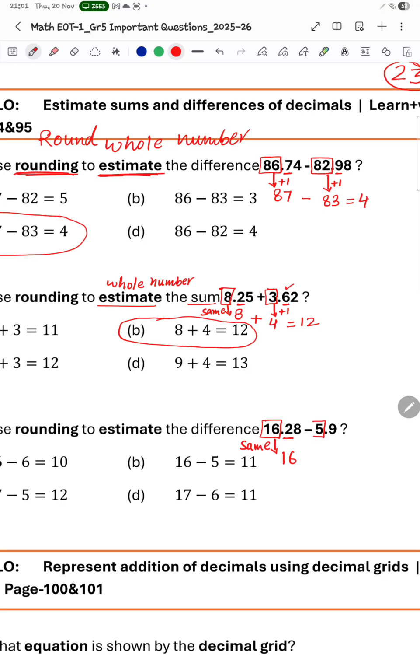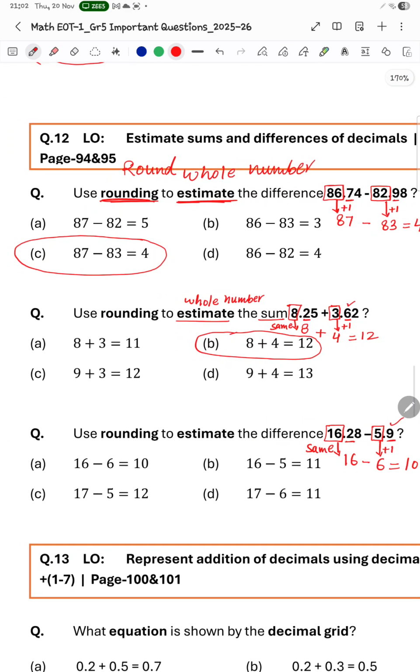Here, make the whole number in the box. Look at the next digit. 9 is good. So it will give plus 1 to the box. So it will become 6. So 16 minus 6 will give you 10. So which option is correct? Yes, option number A is correct. So in MCQ questions, you have a very limited number of steps to get your correct answer, and like this you can find your answer easily.